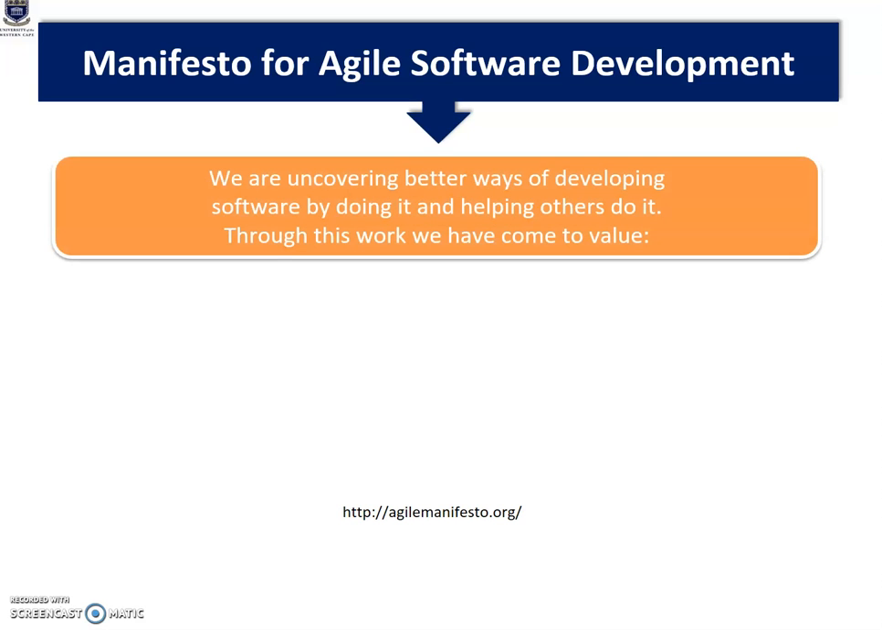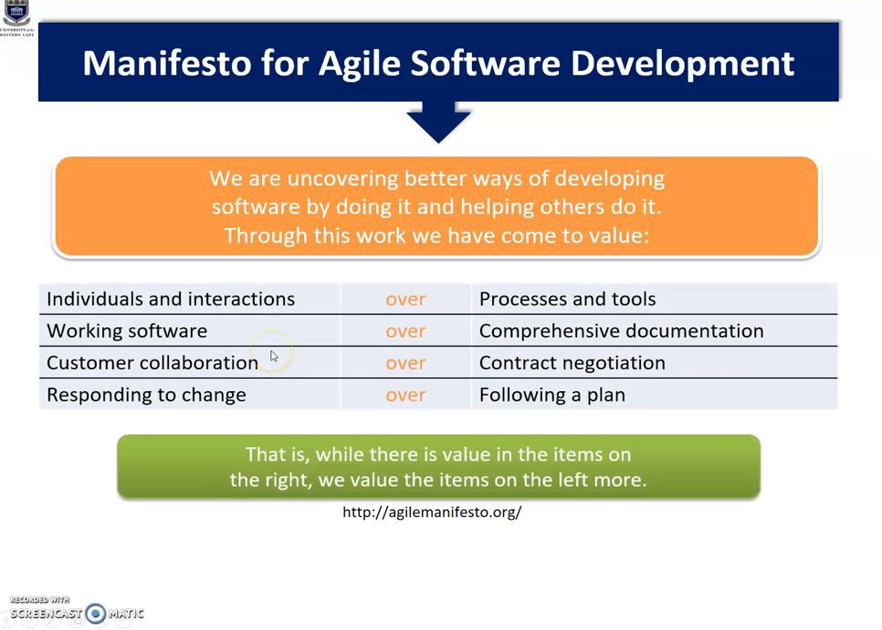So let's look at the manifesto for agile development. As it says in the manifesto, we are uncovering better ways of developing software by doing it and helping others do it. Through this work, we have come to value individuals and interactions over processes and tools. While there is value in the items on the right, we value the items on the left more.